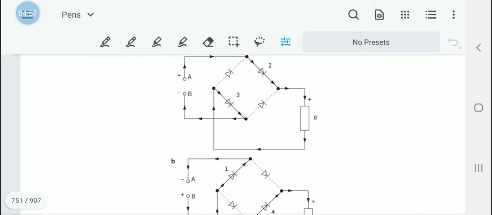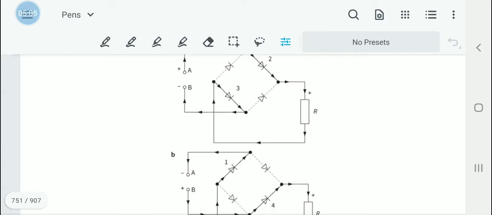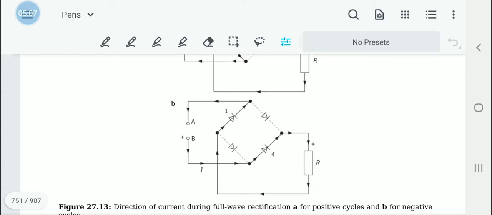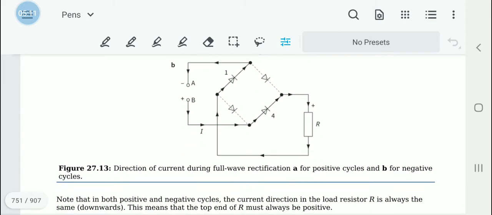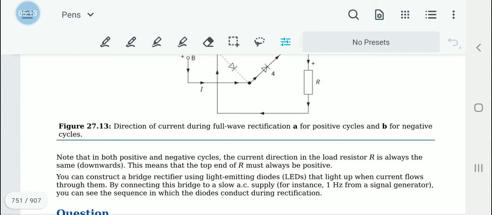So in this particular situation, this is what happens. As you can see, along the load resistor, you are going to have a current in the same direction. In both the positive and negative cycles, current in the load resistor is always the same. So that means the top end of resistor R is going to be positive.